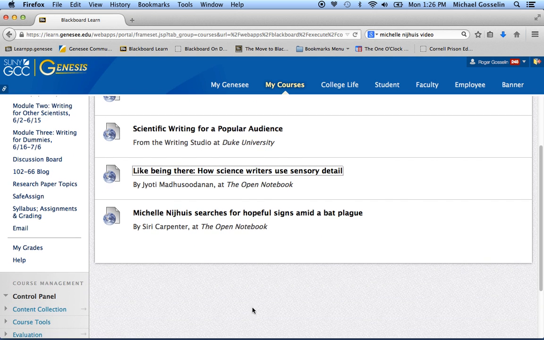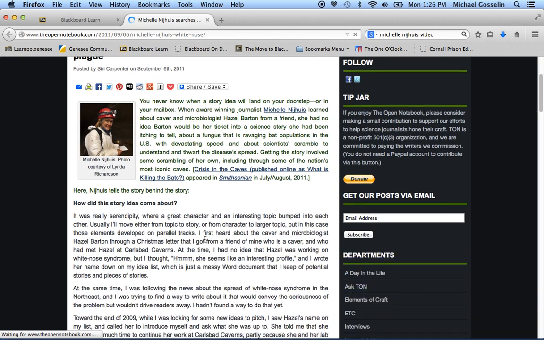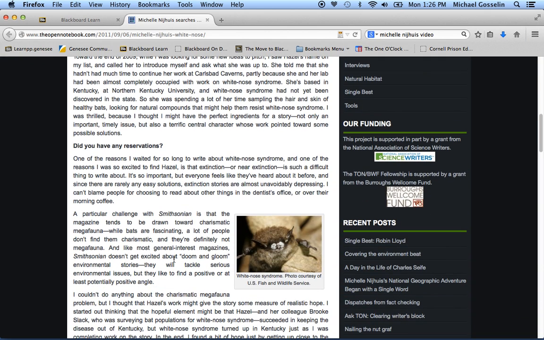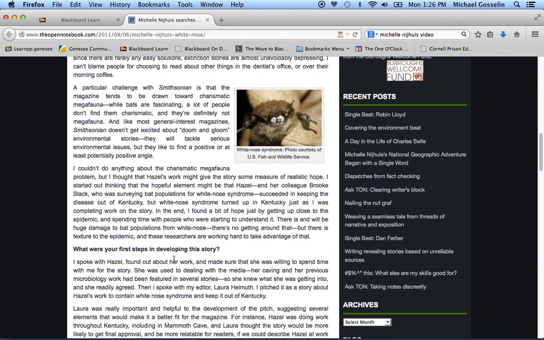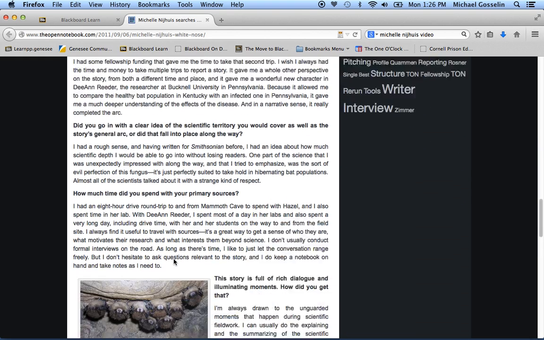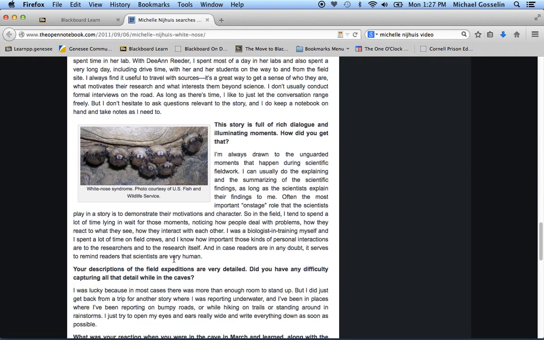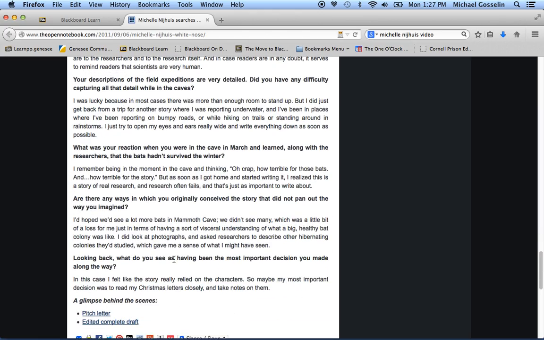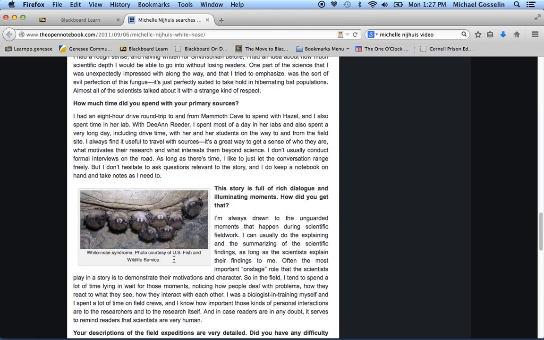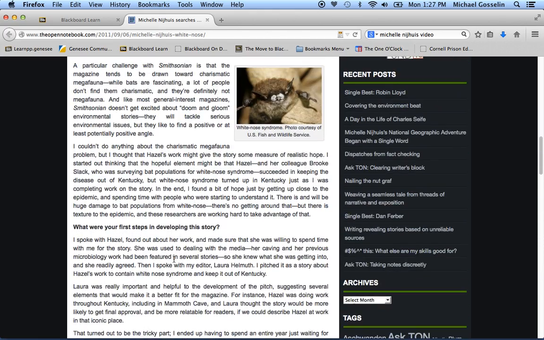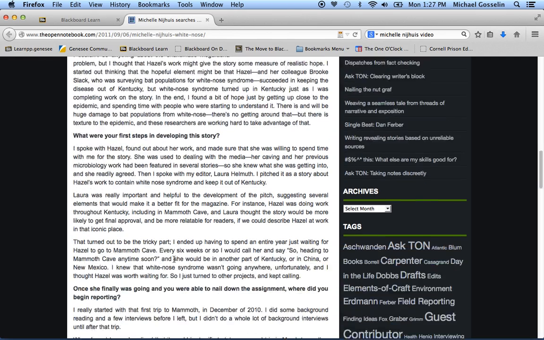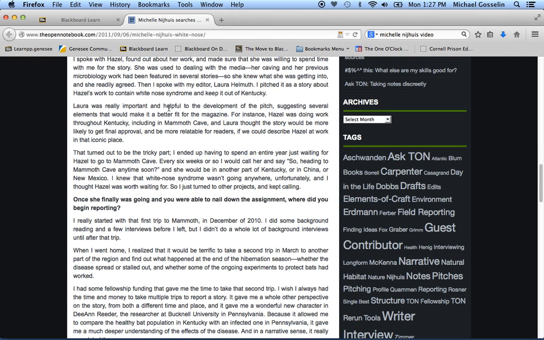And then finally, Michelle Nijhuis searches for hopeful signs amid a bat plague. This is really just an interview of her, asking her how she does her work. It does point specifically to one of the articles about scientists researching the white nose fungus that's killing all the bats in the United States at the moment. But more importantly, it does talk about her process and how she writes.